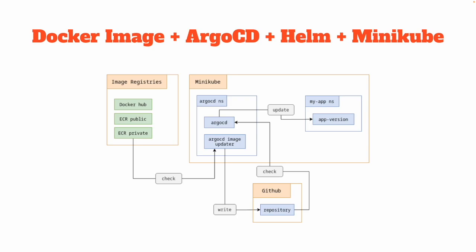Once again, if a new image has been pushed to the repository or any registry, and the Argo CD Image Updater knows that the new image is coming, it's going to trigger the update of the version to redeploy it again.